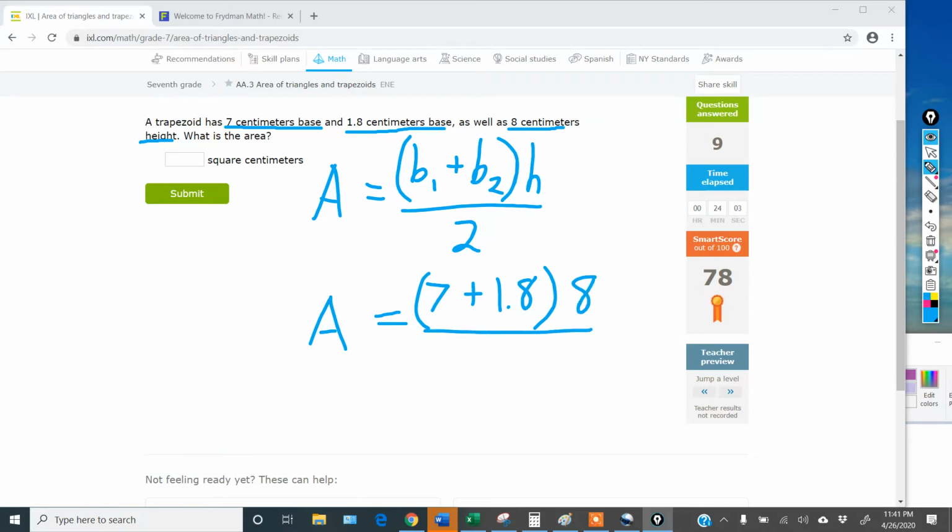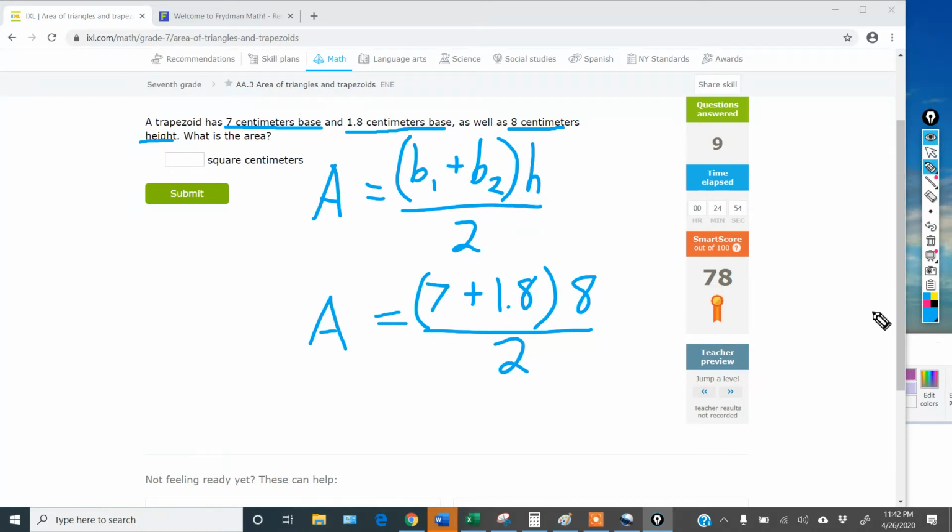And then put that all over 2. You do have to be careful there, because if you mess up the 7 and the 1.8, so for example, if you put the 1.8 here and you put the 7 here, that doesn't really matter. It doesn't matter which one of these you put first and which one you put second. But the height must be outside of the parentheses. The height is what you're multiplying the sum of these by. So even though you can change the order of these two, you cannot change where anything else is. The 8 has to be outside of the parentheses multiplying these things, because it's only the height that gets multiplied with the sum.